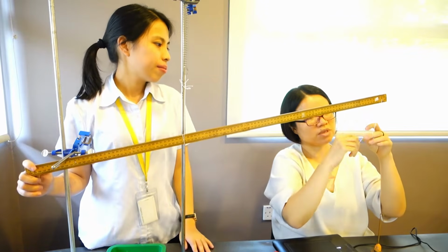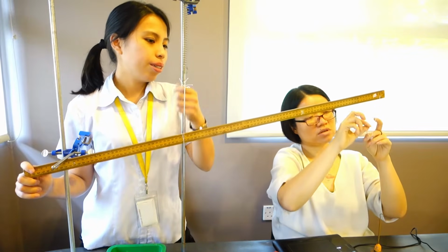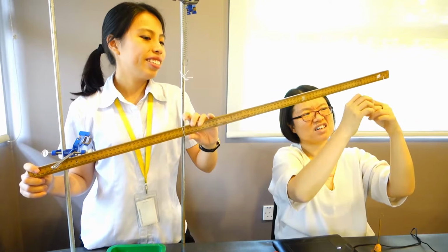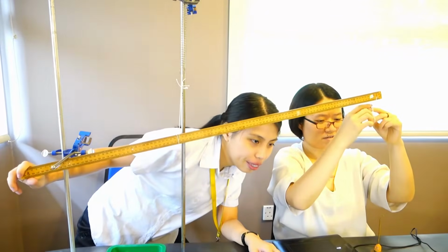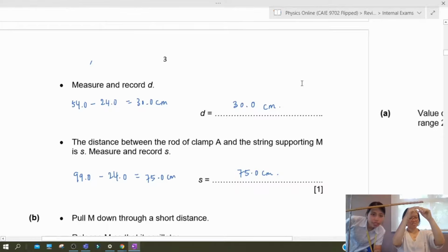How many readings should we take? You can see it right there. How many readings? They don't say. Six, but since you already did that. Got say six meh? Wait, let me see. Double check. When in doubt, always double check.